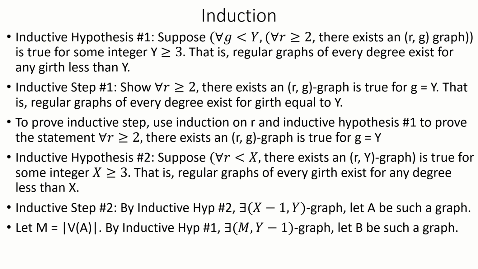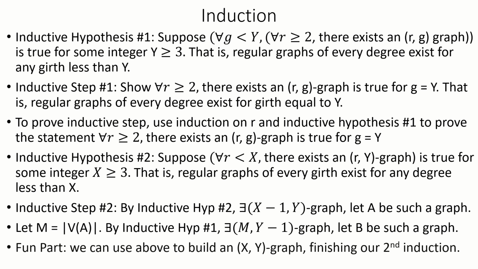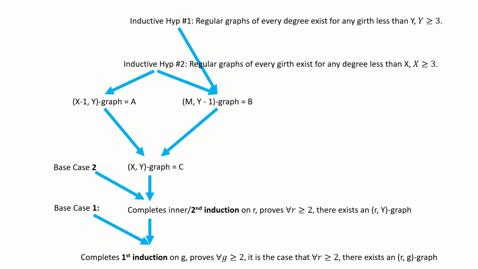And now here's the coolest part of this proof. We can use these two graphs to construct an XY graph, which by our inner induction means that we can construct the RY graph for any R greater than or equal to 2, which then completes our outer inductive step, proving that we can construct an RG graph for any R, G greater than or equal to 2. Here's an outline of what we're doing in this proof.